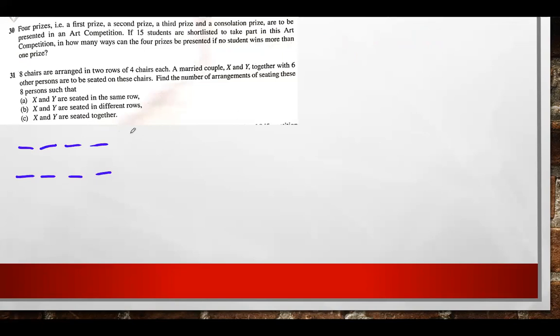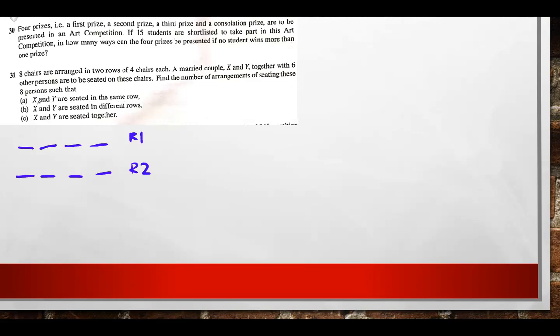I'm going to label this as row 1, and this is row 2. Find the number of arrangements of seating these 8 people such that condition A, X and Y are seated on the same row; condition B, X and Y are seated in different rows; and condition C, X and Y are seated together. Now I'm going to ask you to do A and C first, because the most difficult of these is actually B. If you have done A and C, you want to try B, go ahead and try B.